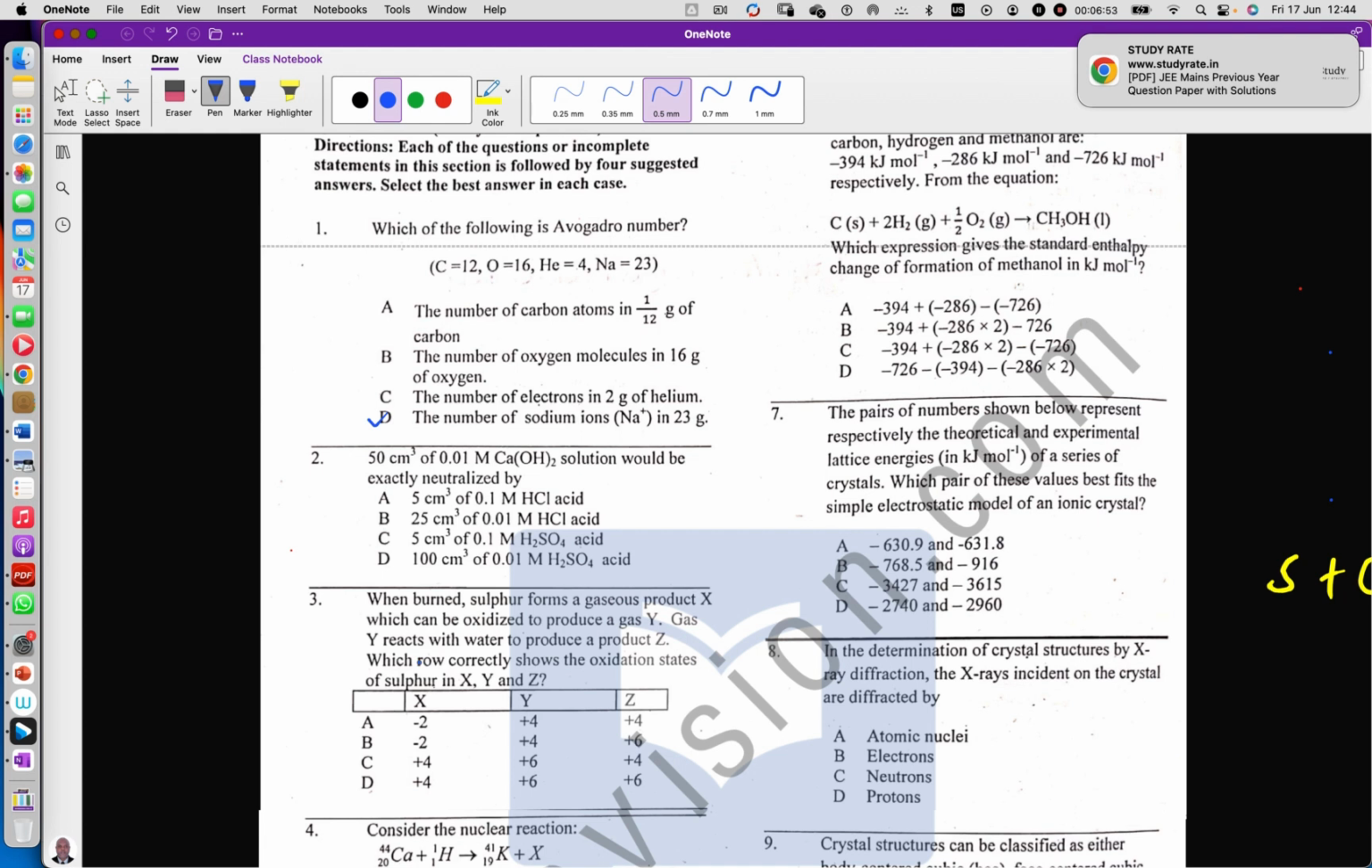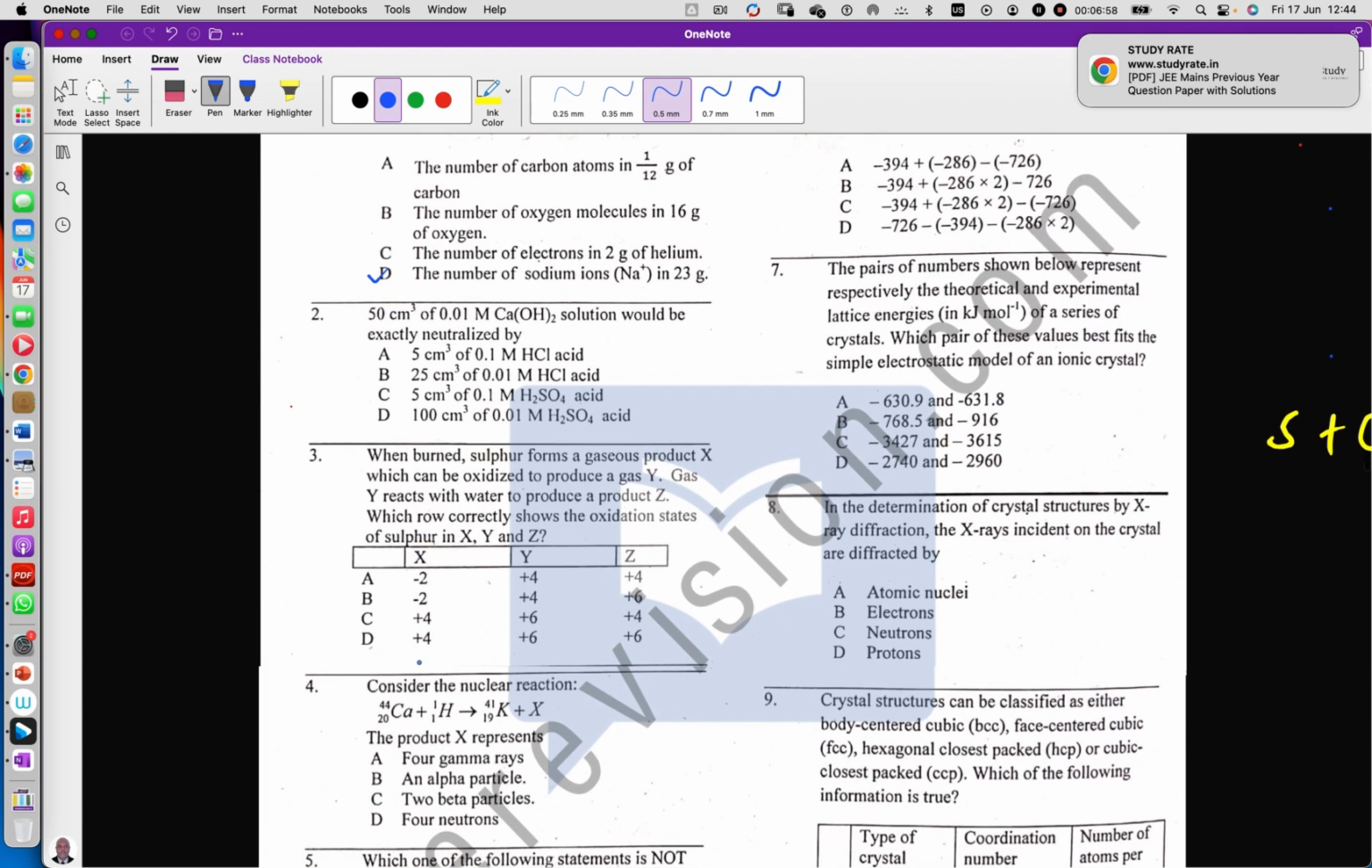Question number 3 has to do with burnt sulfur. When burnt, sulfur forms a gaseous product X, which can be oxidized to produce a gas Y. Oxidation is the addition of oxygen, remember. So when we add oxygen to it, what will be Y? Gas Y reacts with water to produce a product Z.